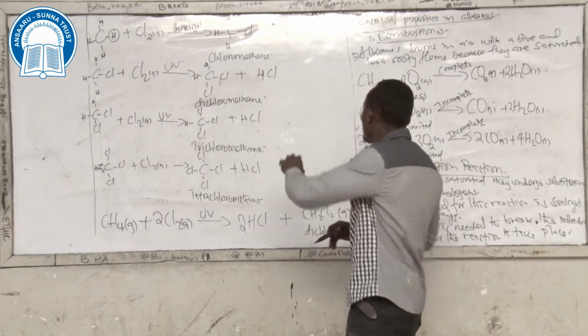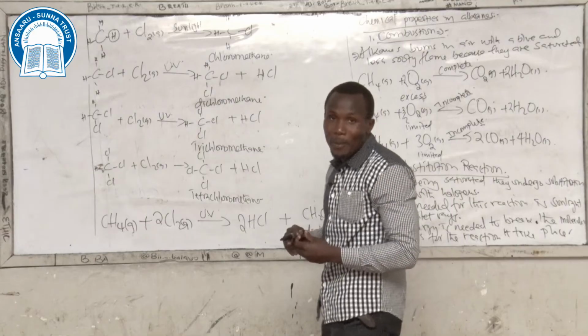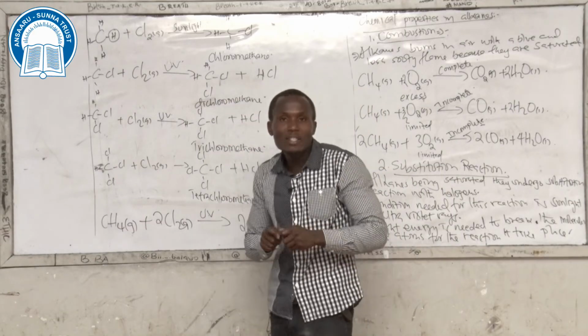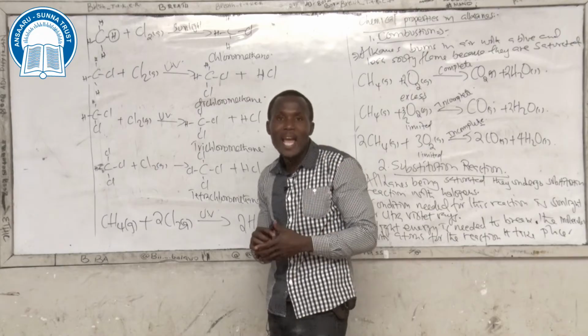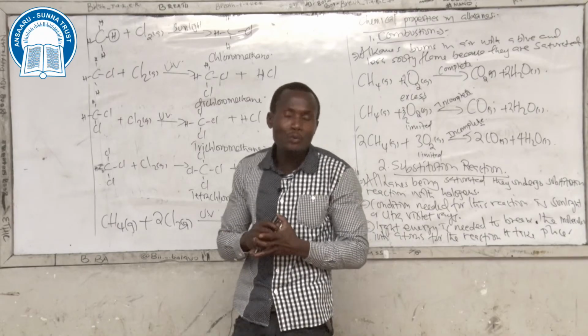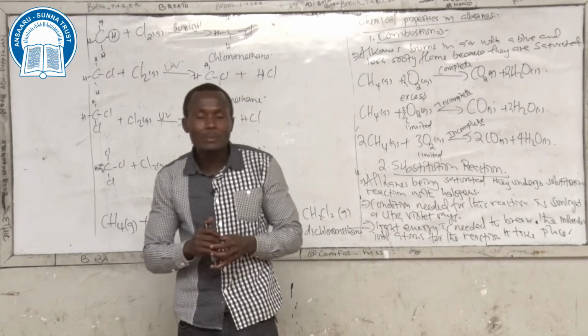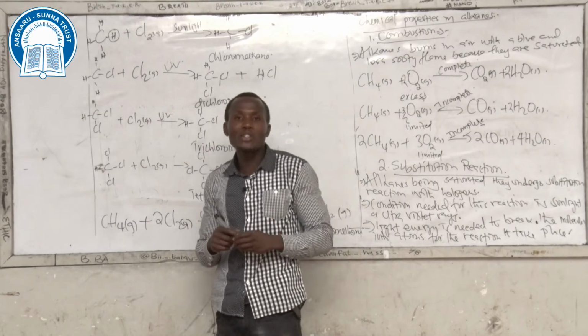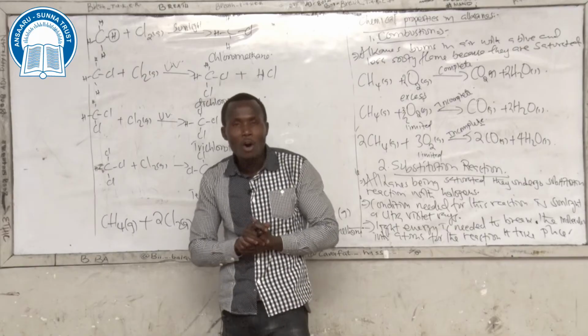So those are the 2 chemical properties that alkanes undergo. The first one is combustion, which is burning in air, whereby they burn with a blue flame, resulting in the formation of water and carbon dioxide. That is complete combustion when we have excess supply of oxygen.